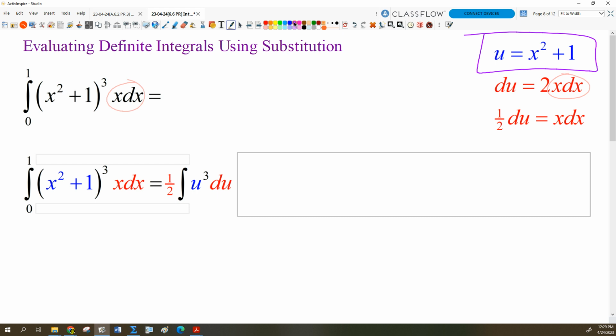Okay, so then we know that our lower limit is going to change to 1, right? When x equals 1, what does u equal? 2, right? 1 squared plus 1 is 2. So look what we did.